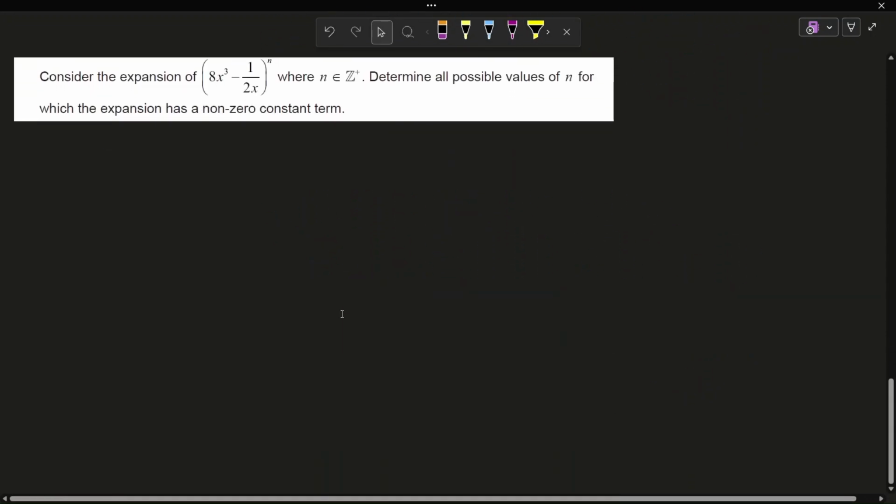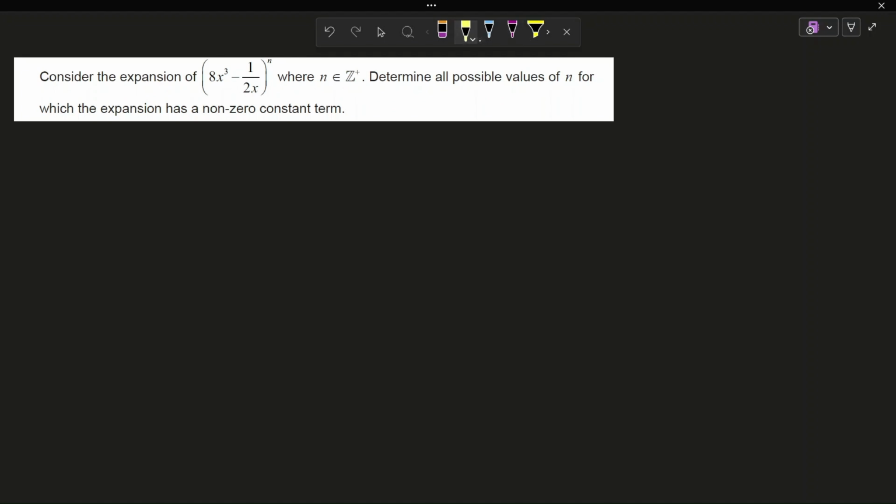Question number 2. So question number 2 states that consider the expansion of 8x cubed minus 1 by 2x to the power n, where n belongs to positive integers. Determine all possible values of n for which the expansion has a non-zero constant term. That's important. Before that, I'm going to write our general term, which is nCr times a to the power n minus r times b to the power r.